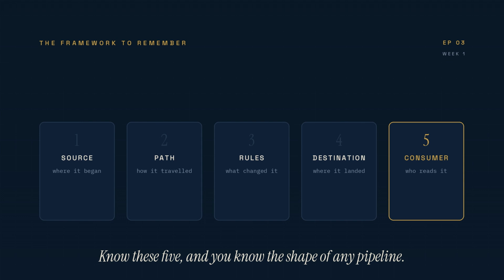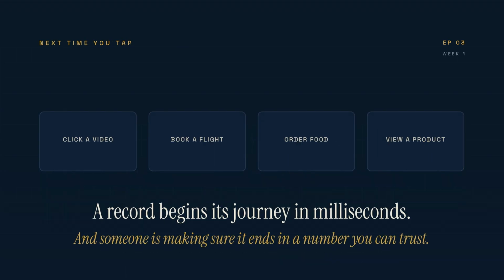Here is a simple framework to remember. Every record has a source, a path, a set of rules, a destination, and a consumer. When you understand those five things, you understand the basic shape of a data pipeline. The next time you click a video, book a flight, order food, or view a product, remember that your action may begin a data journey within milliseconds. And somewhere, a data engineer is making sure that journey ends with a number people can trust.